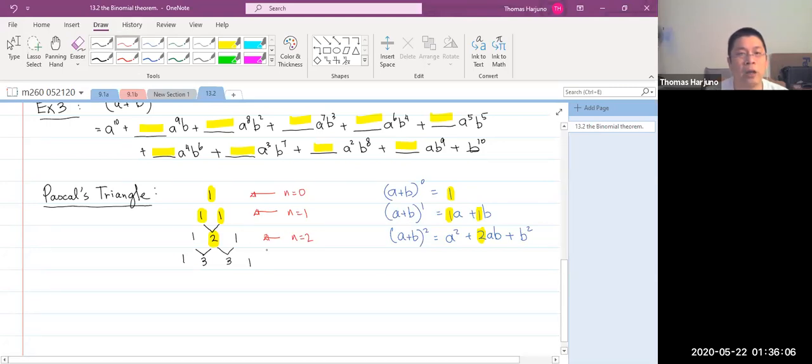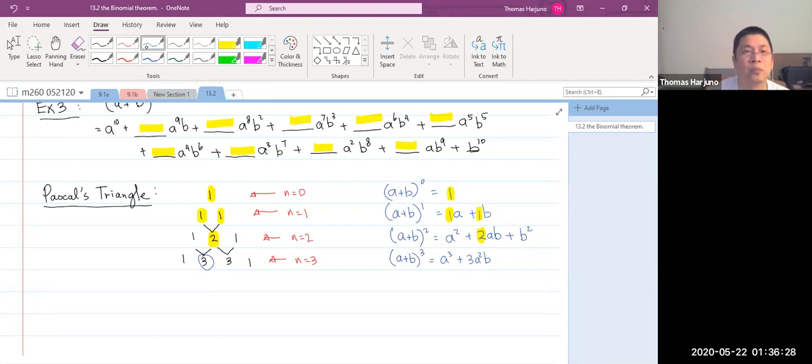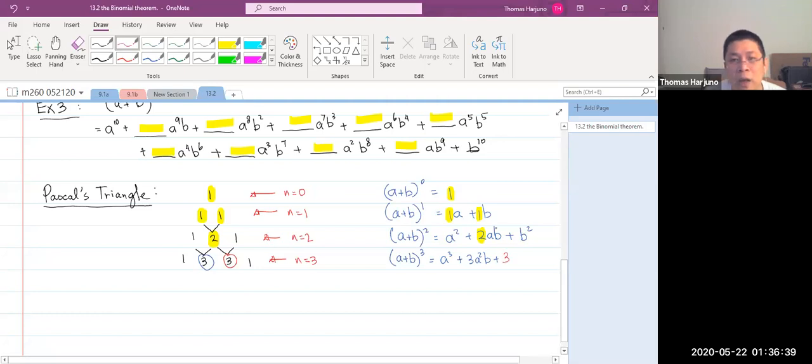Now, that's for n equals to 3. So the expansion of a plus b cubed is equal to 1a cubed plus 3a squared b plus 3ab squared plus b cubed.